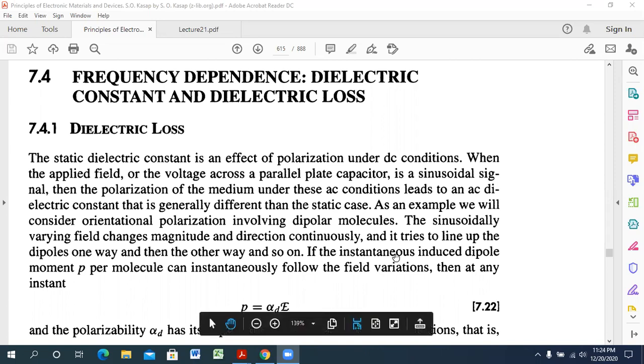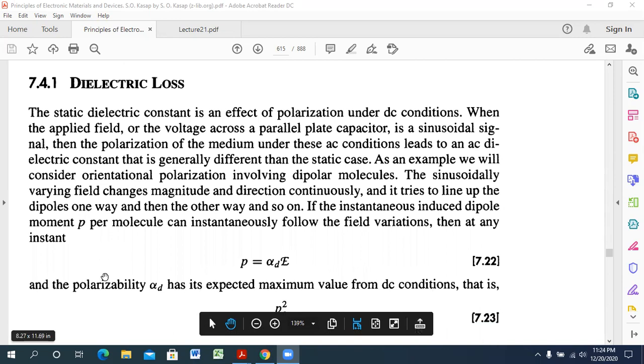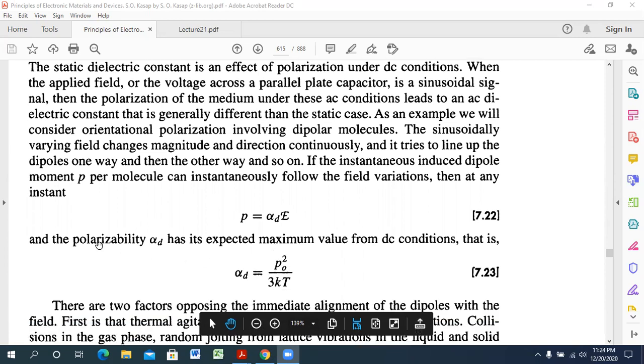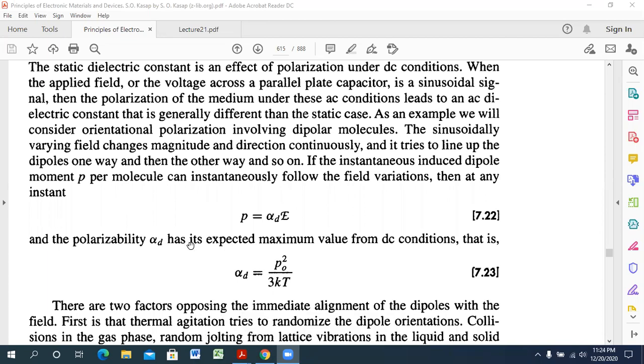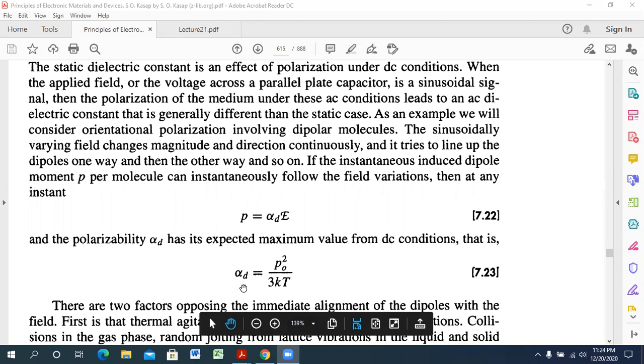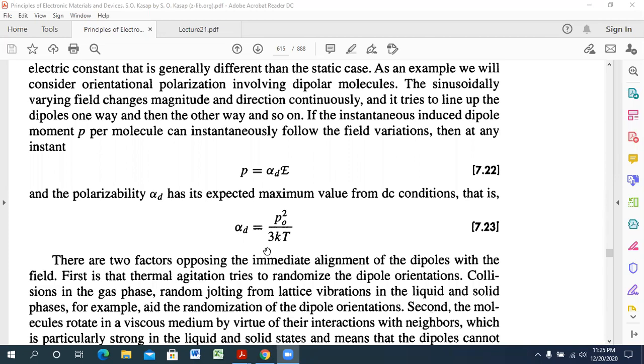If the instantaneous induced dipole moment is defined as P, then P equals alpha d times E. Here alpha d is the polarizability, and we also got this equation in our previous lecture: alpha d equals P naught square divided by 3kT. We know P naught is the permanent dipole moment, k is the Boltzmann constant, and T is the temperature.